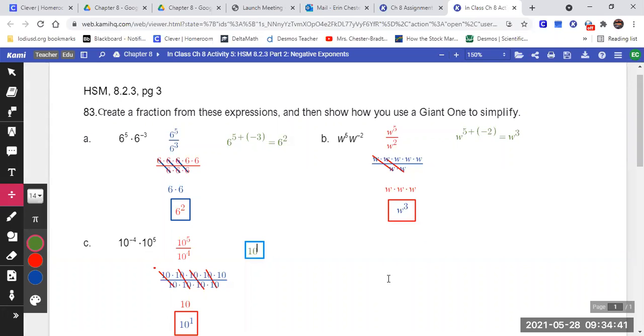10 to the what? Remember, we're adding the exponents. What are we going to write? Write them like you see them. So what would we say?